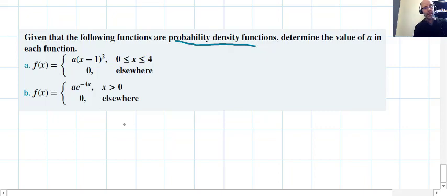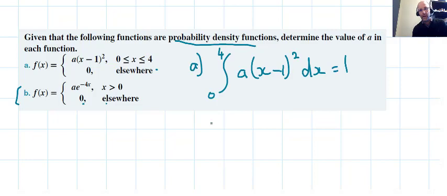So part A first, we have a function that's defined as some real number A times (x minus 1) to the power 2, that's between 0 and 4 inclusive. Elsewhere, it's just 0. When we get to part B, it's A e to the negative 4x when x is greater than 0, and 0 elsewhere. Okay, so that's the expression.